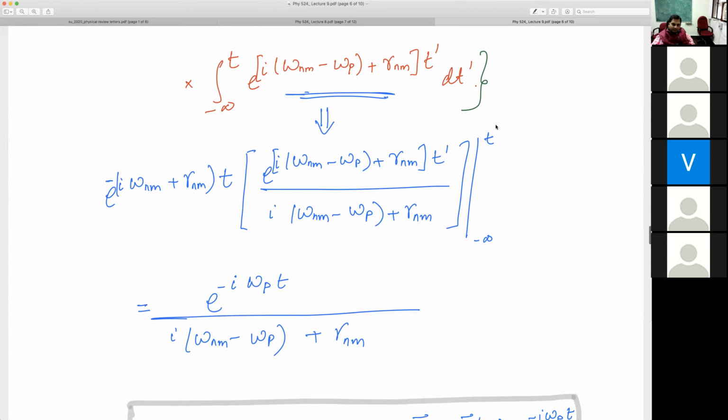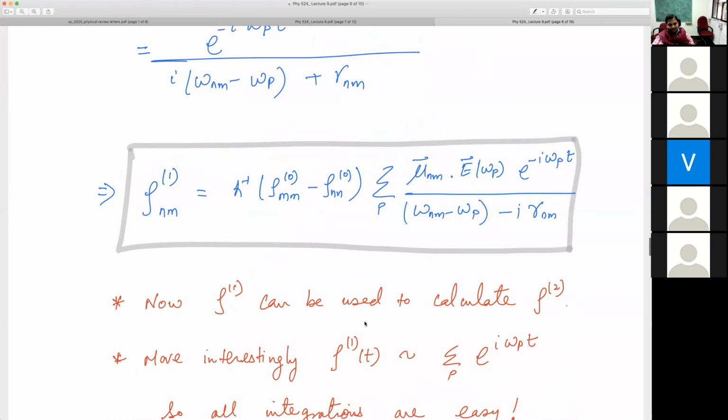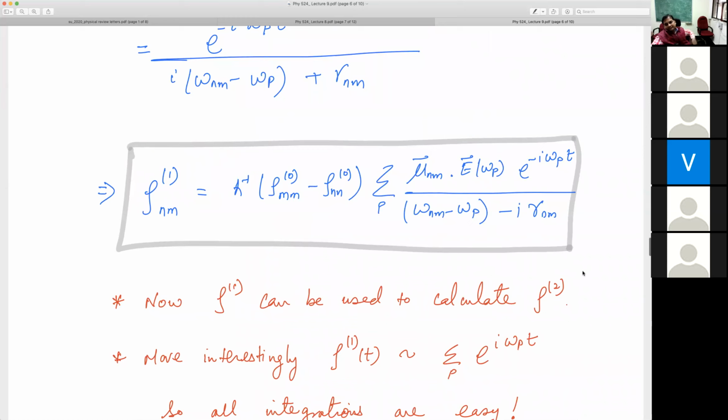Okay, when I put in the t term, then I have e to the power i omega nm t, which cancels out this e to the power minus i omega nm t, and which also cancels out this gamma nm t term, etc. Here there's a minus sign, there's no minus sign here. And I'm just left with this particular term, so e to the power i omega p t, and the denominator is as it is basically. Okay, so that is great because we have solved the first order density matrix.